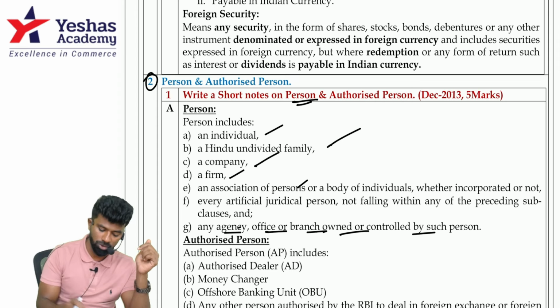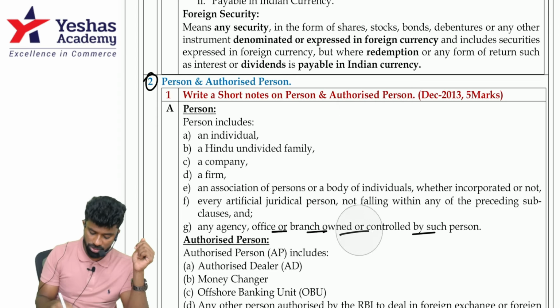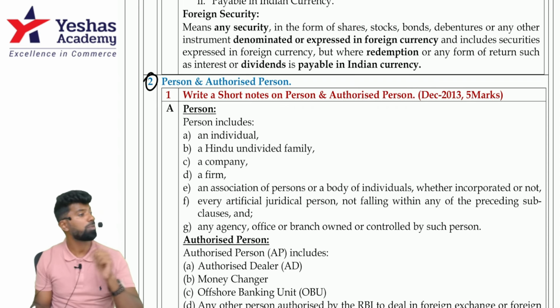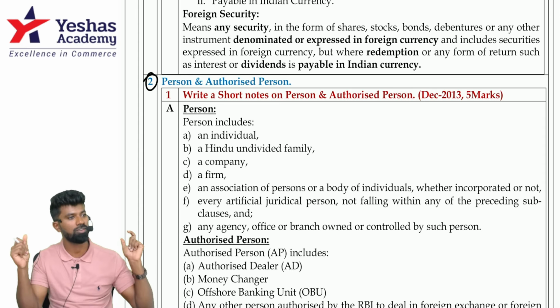This is the definition of person. And this question was asked in which examination? 2013 December examinations for 5 marks. Definition of person.